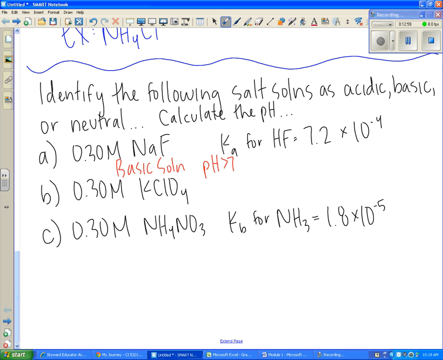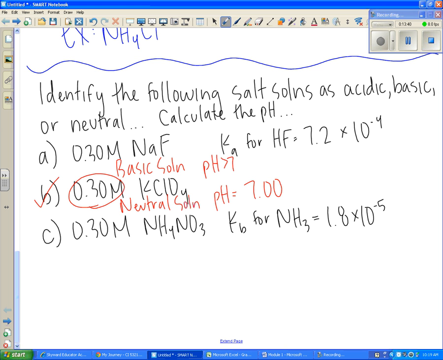For B, we have potassium perchlorate. What kind of solution would that be? Neutral solution. Well, then we don't even need to worry about calculating the pH here. The pH should be what for a neutral solution? 7. And according to the number of significant figures in our concentration here, how many decimal places would I put after the 7? 2. So 7.00. So we are completely done with B. We've identified it as a neutral solution and we've calculated or found its pH.